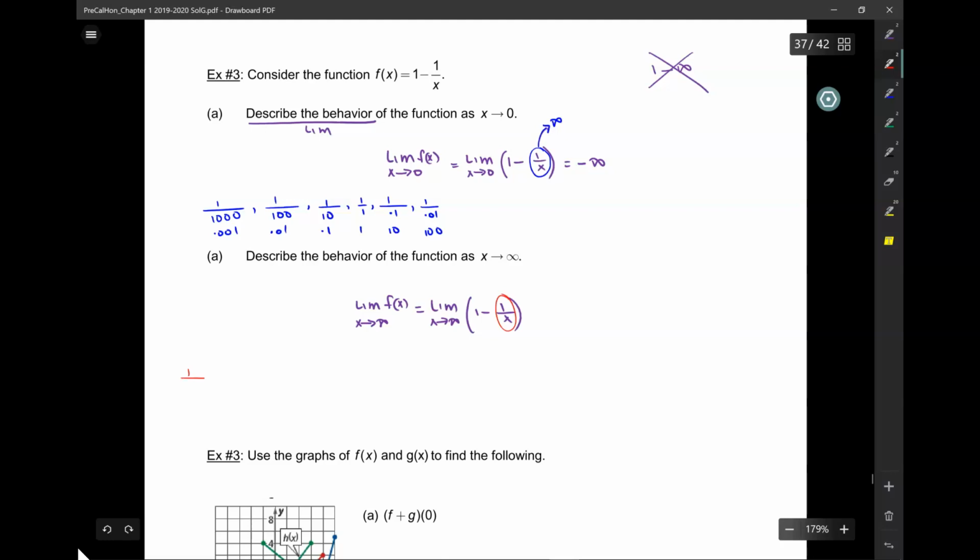So if I have 1 over 10, that's 0.1. But then if x becomes infinitely large, 1 over 1,000,000, then my value is very, very small. So as the denominator becomes exceedingly large, 1 over that large number approaches 0. And so I have 1 minus 0 that I can write is equal to 1.